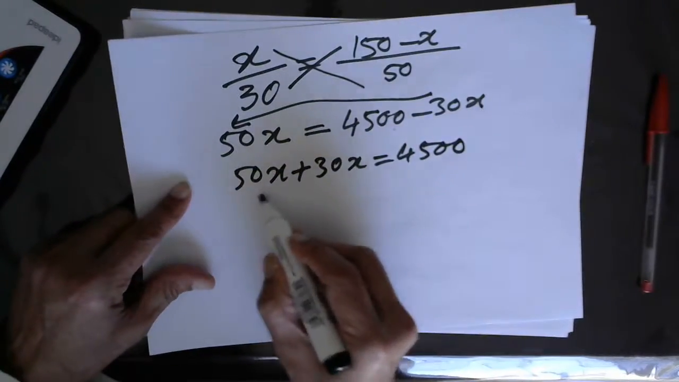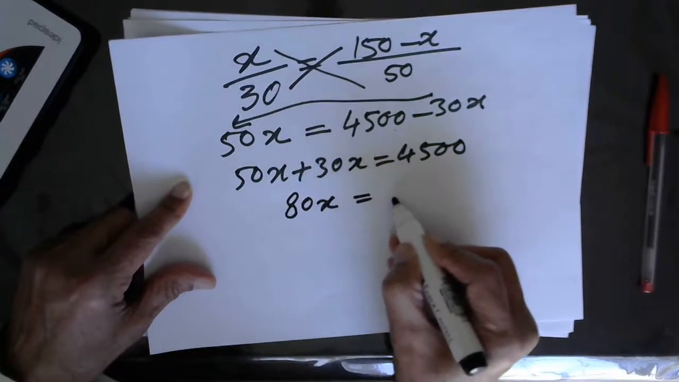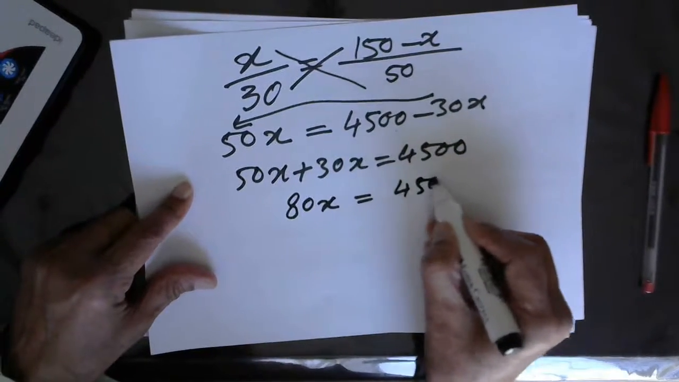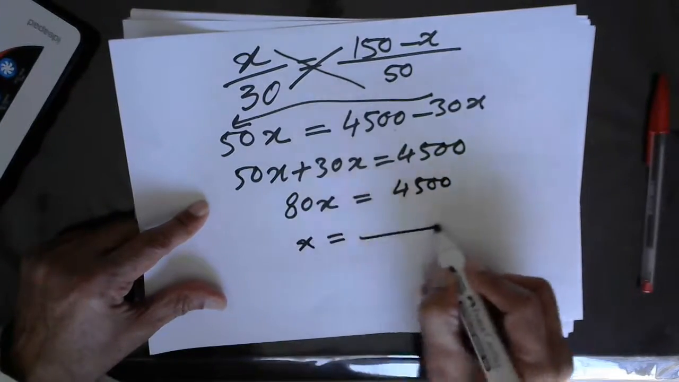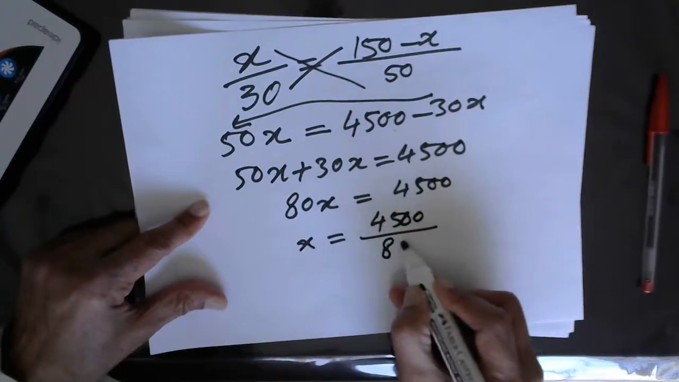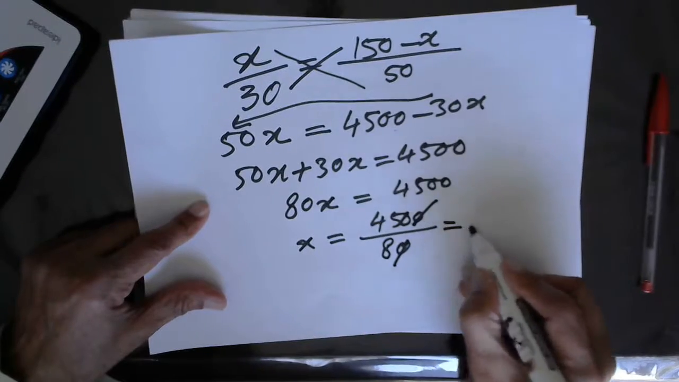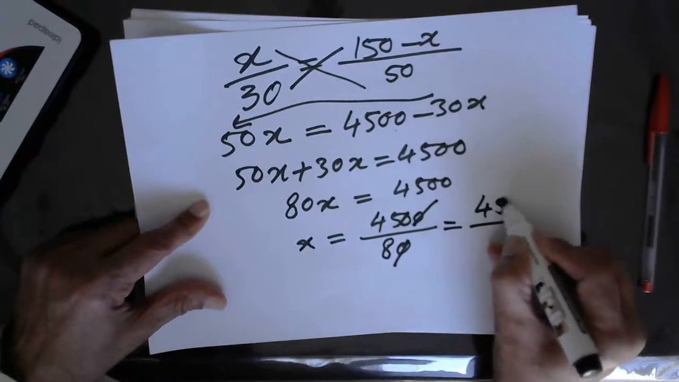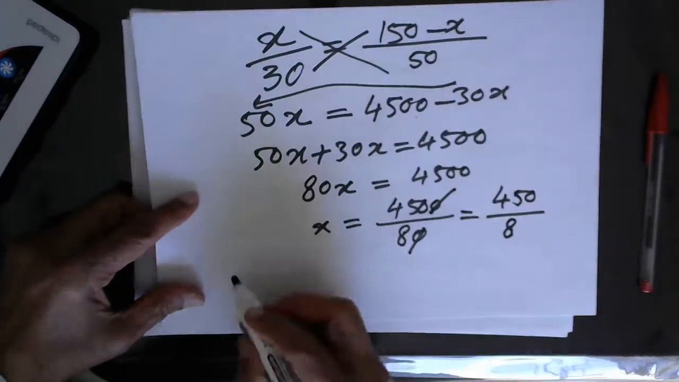Now, what is 50x plus 30x? This is 80x, and this is equal to 4,500. What about x? X is equal to 4,500 divided by 80. Well, you can cancel 0 with 0, and we are left with 450 divided by 8. Let us divide 450 by 8.